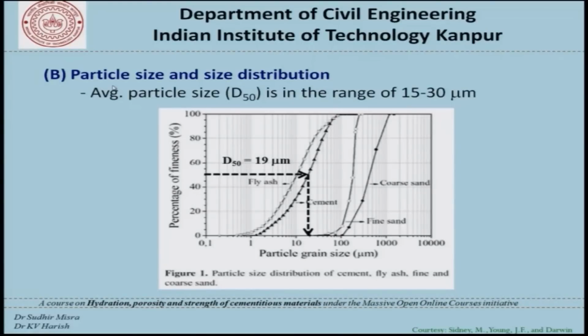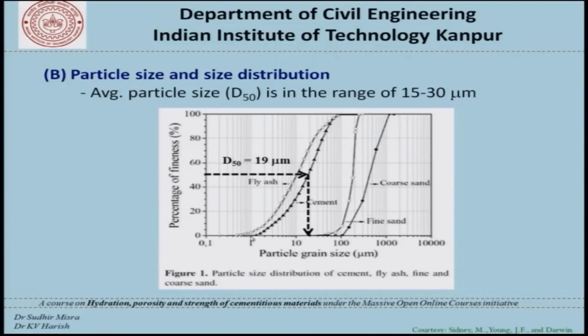The second way of representing size is particle size or size distribution. The average particle size D50 of cement particle is usually in the range of 15 to 30 microns. A simple figure is shown wherein the particle or grain size is taken in the x axis and percentage of fineness, or cumulative percentage passing, is taken in the y axis. Remember here that the x axis is not in the normal scale, it is expressed in log scale.